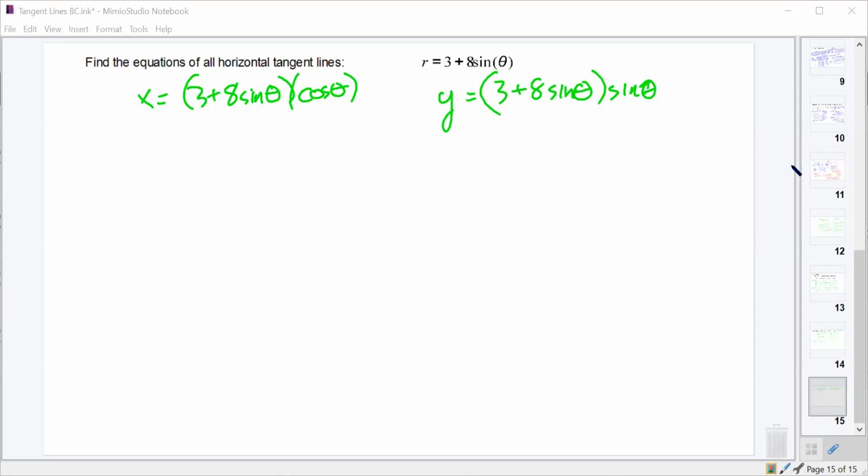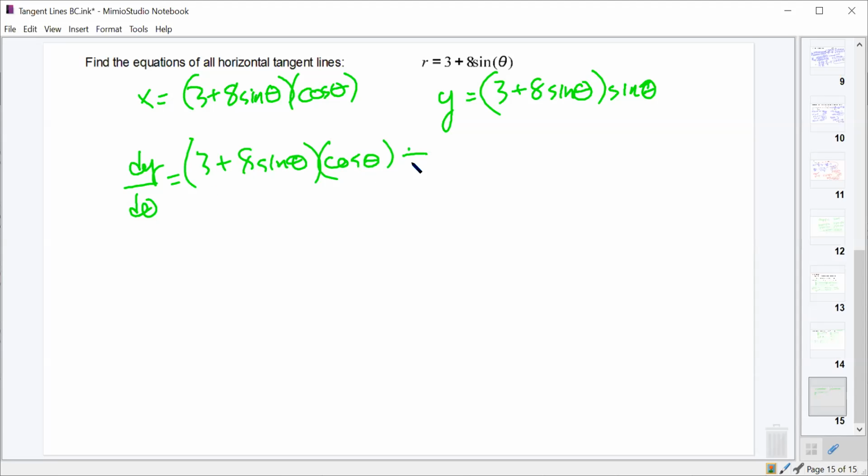So then we need to figure out what dy d theta is for our horizontal tangent line. So we'll start with that. Dy d theta should be the derivative of this, which is 3 plus 8 sine theta times the derivative of sine, which is cosine theta, plus sine theta times the derivative of 3 plus 8 sine theta, which should be 8 cosine theta. Everybody agree with that being dy d theta?